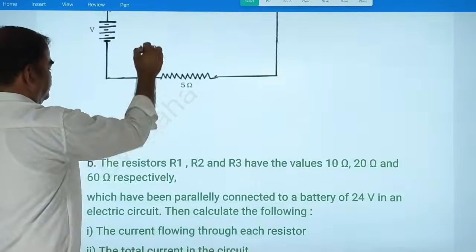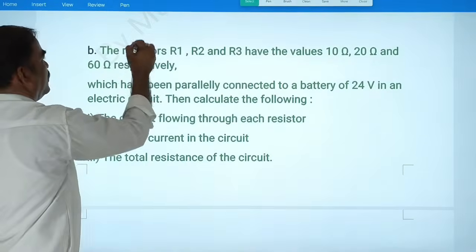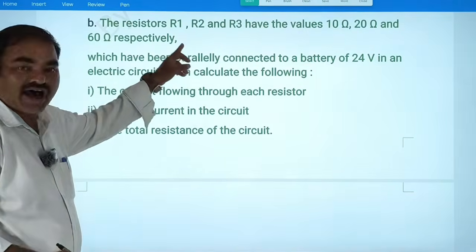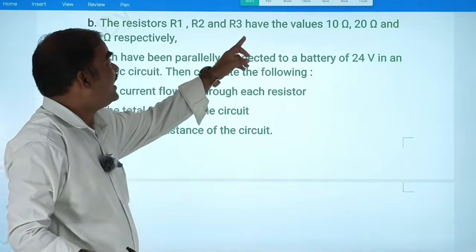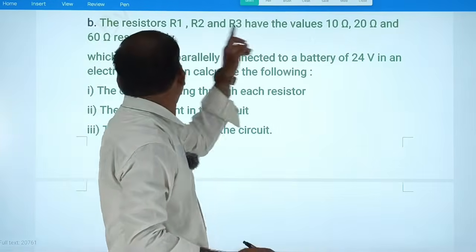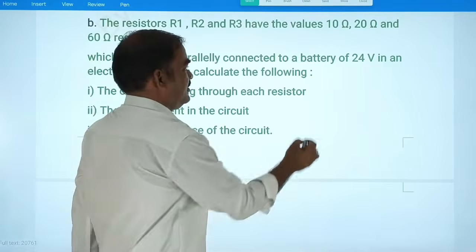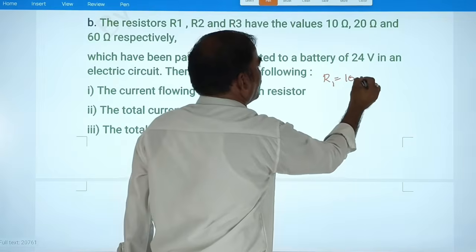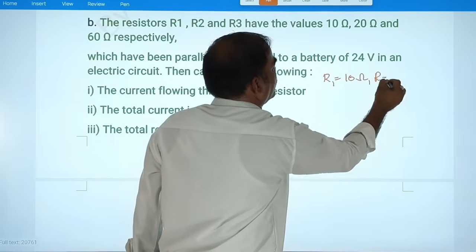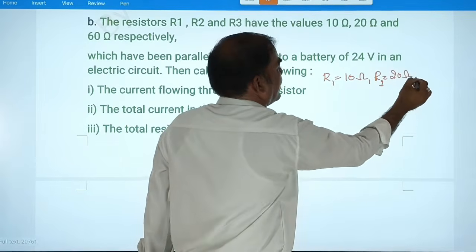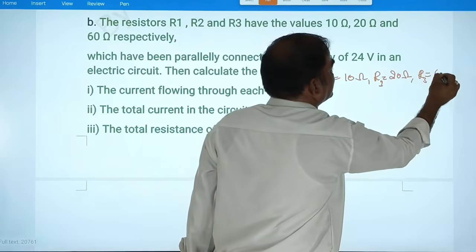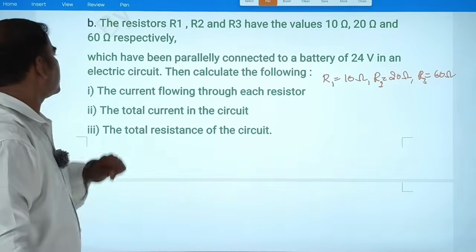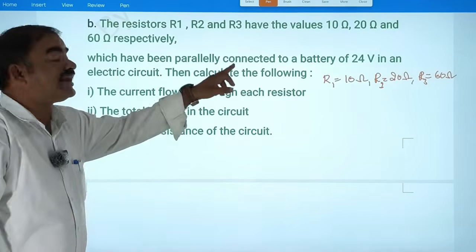5th question. The resistances R1, R2 and R3 have the values of 10, 20 and 60 ohms respectively. Given, R1 is 10 ohms, R2 is 20 ohms, and R3 is 60 ohms, which have been connected in parallel.